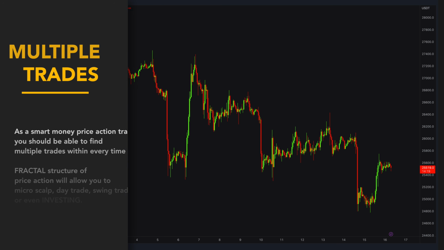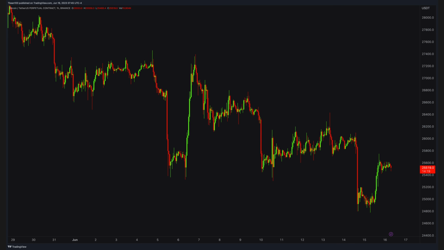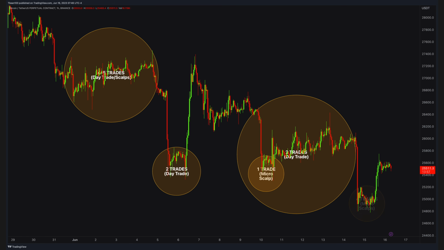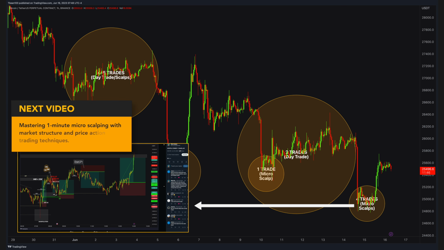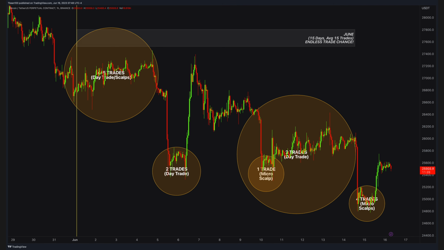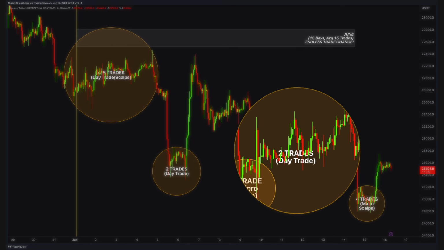No difference to me. I already took more than 15 trades in June. I took around 4 or 5 trades in this region at the beginning of June. Then took 2 nice trades here. Took 1 micro scalp here and 2 day trades over here. And recently I took 4 micro scalps on the same day while I was preparing for the hairdresser. All shared in my Twitter account, you may check it out. So 15 days, overall 15-20 trades. But how do I do it?